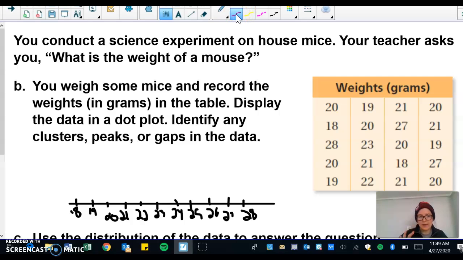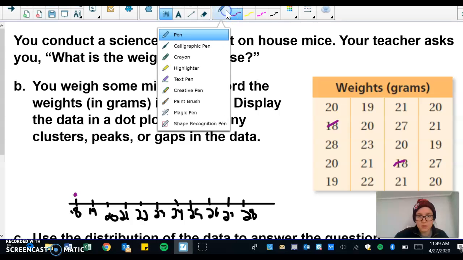You're going to tally how many numbers you have, but you're going to tally with dots. So 18, I have 1, 2 at 18. So dot. Can I make this thicker?